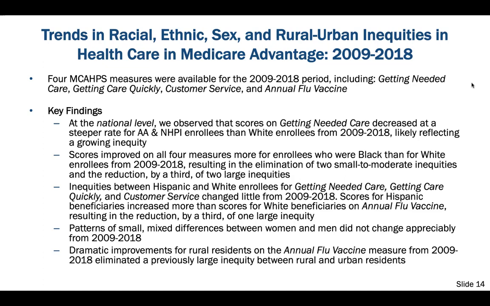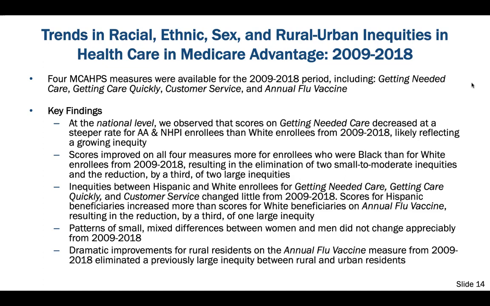We found both good news and bad news when we took this sort of long 10-year view. One of the disappointing things was that, first of all, getting needed care declined for everybody over this period, but getting needed care declined particularly for Asian American and Native Hawaiian Pacific Islander enrollees in Medicare Advantage plans. So this is a case where unfortunately inequities were getting worse.